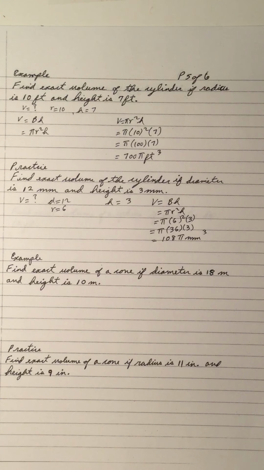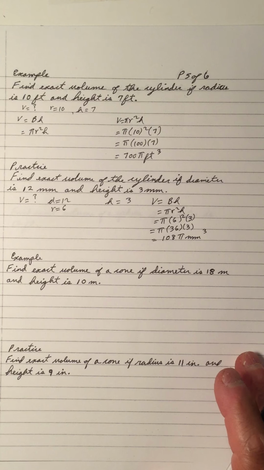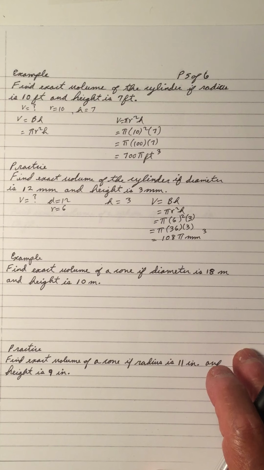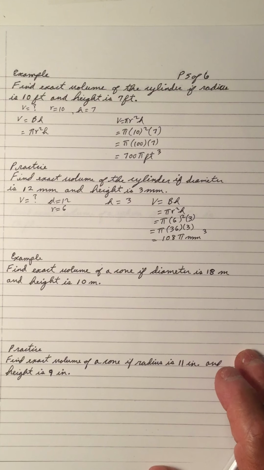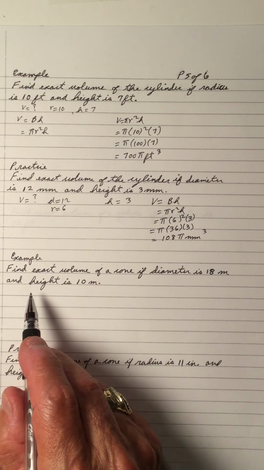So again, plenty of practice. We're showing you that exact value means you have to use pi, not 3.14. And also, you have to know the formulas for volumes, and surface areas, and areas, and circumference. So make sure you memorize them. Now, let's do some more.